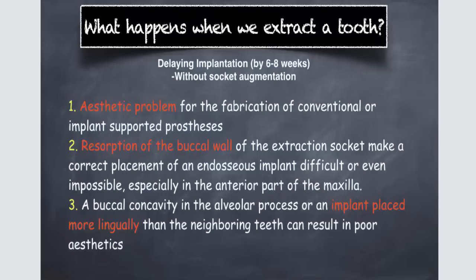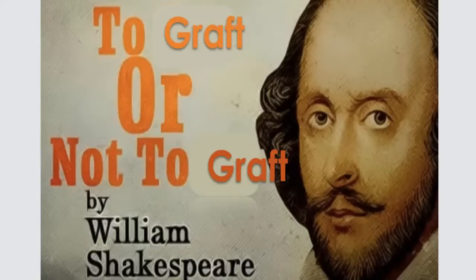If that buccal wall is not super thick, and if you go back to some of my earlier lectures where we discussed this a lot, we end up with a buccal concavity, and we end up having to place the implant to lingual or having to do GBR at a second surgery. So the question is whether or not to graft or not to graft.